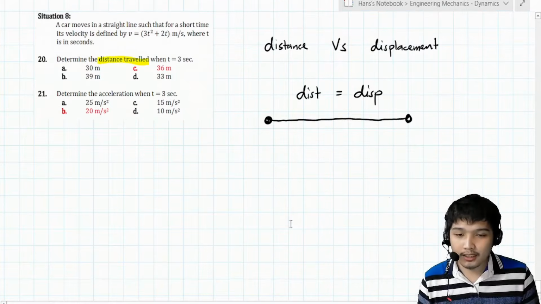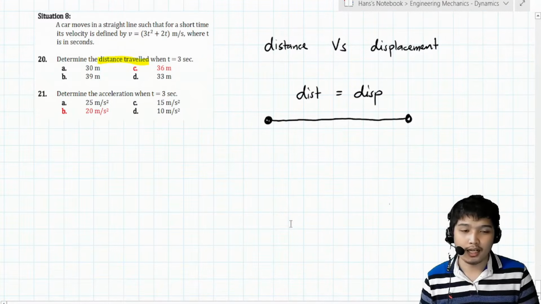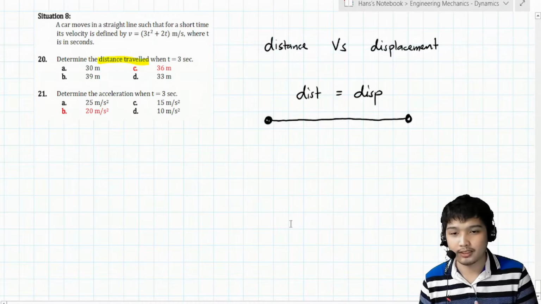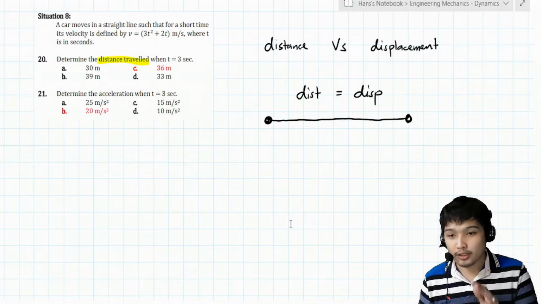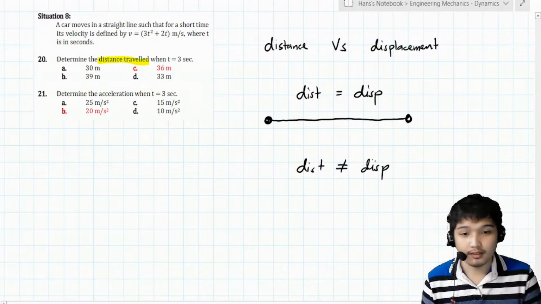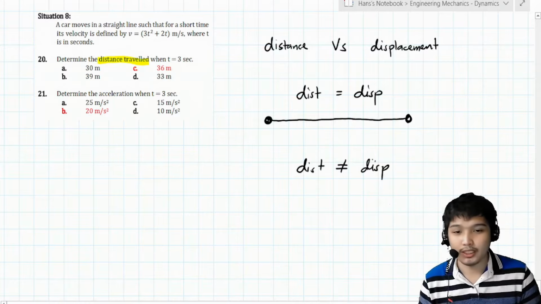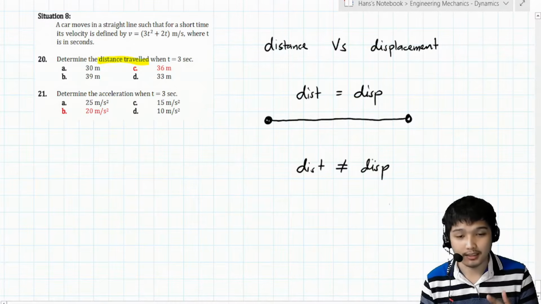So, kailan nagkakaroon ng special approach? Kailan nagkakaroon ng ibang solution for distance? So, dito 'yon, guys. Kapag ang distance ay hindi na equal sa displacement, we cannot directly use yung equations na pinakita ko kanina. Hindi siya pwedeng gamitin directly para ma-solve ang distance.